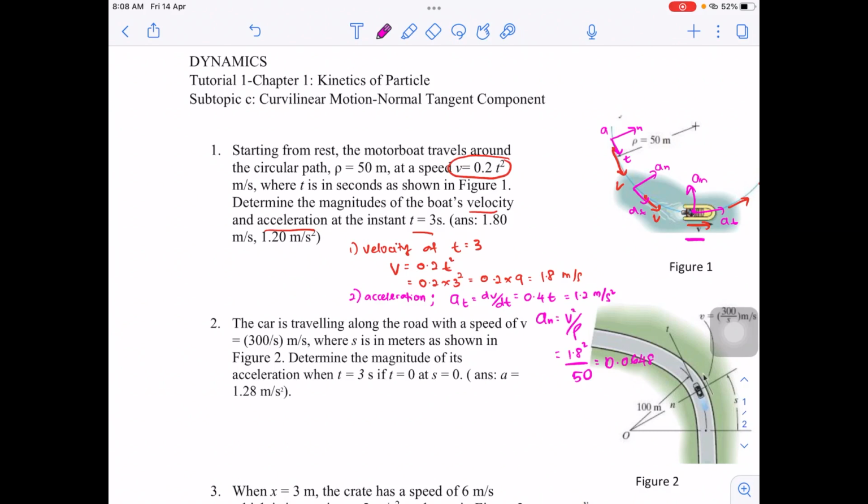The magnitude of a is simply the square root of at squared plus an squared. So you have the square root of 1.2 squared plus 0.0648 squared, which gives about 1.2 meters per second squared. So that's how we solve the normal and tangent problem.